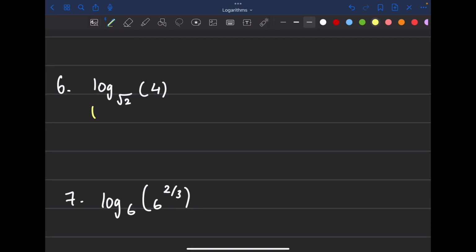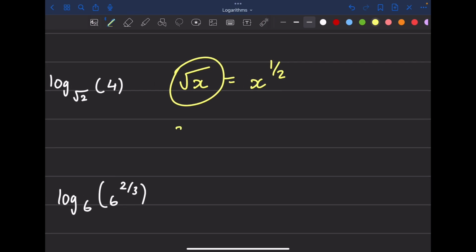Question number 6. This time we have a square root of 2. First, you might say this is kind of weird to begin with. But what you should know is that if you have the square root of any number x, this is the exact same as having a fractional exponent of 1/2. So this would be x to the power of 1/2. Same with the cube root of x. Whatever number is here would be the denominator of the fraction. So this would be x to the power of 1/3.